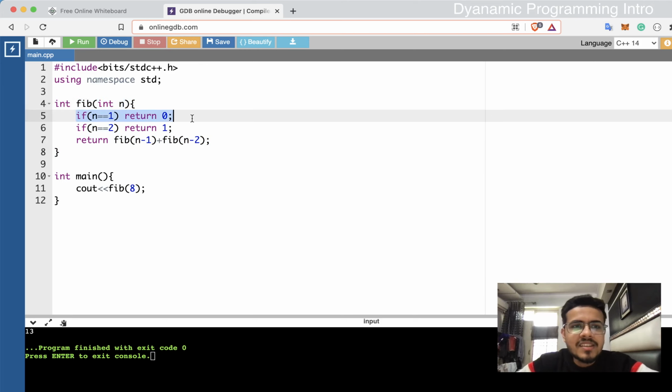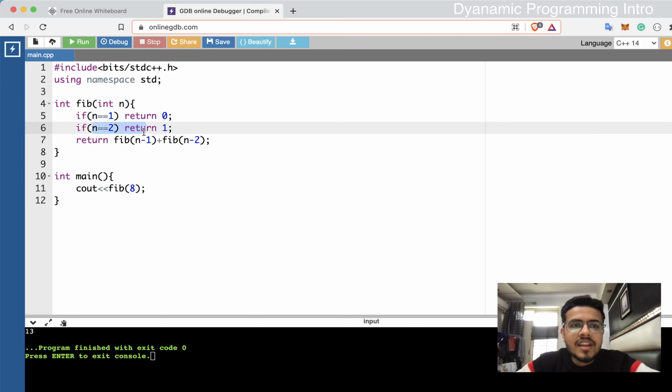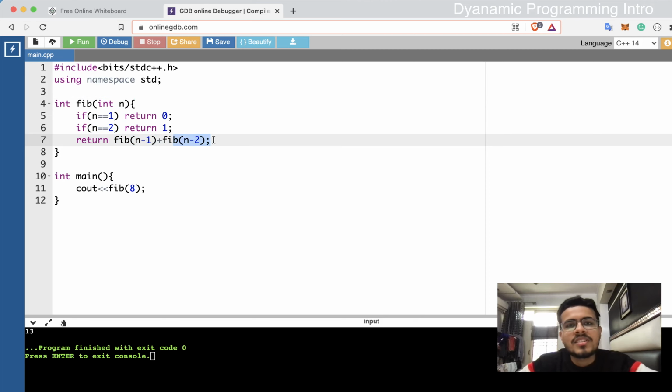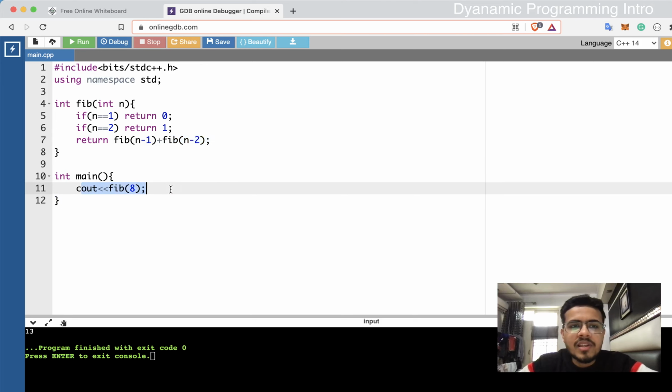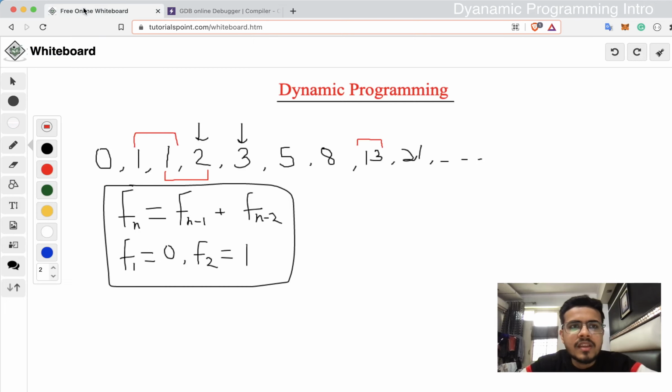This is the base case: if it is the first Fibonacci number, then you should return 0. If it is the second Fibonacci number, then you should return 1. And the recursive case is that the nth Fibonacci number is equal to the sum of the previous two Fibonacci numbers. For testing this code, I have just printed the value of Fibonacci of 8, that is, the value of the 8th Fibonacci number. As you can see, the value is coming out to be 13. And of course, that is the correct answer because the 8th Fibonacci number is 13 only.